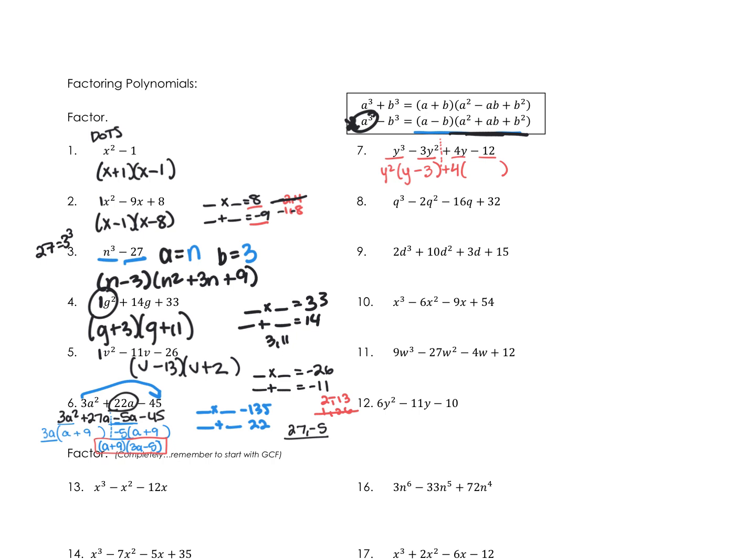And when I divide 4y by 4, I'm left with just a y. When I divide negative 12 by 4, I'm left with minus 3, which is good because what's in the parentheses matches. So that's going to be one of our factors. And the other factor will be what's left, y squared plus 4. And that is our answer here.